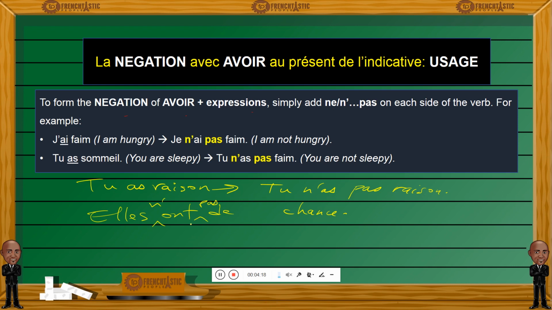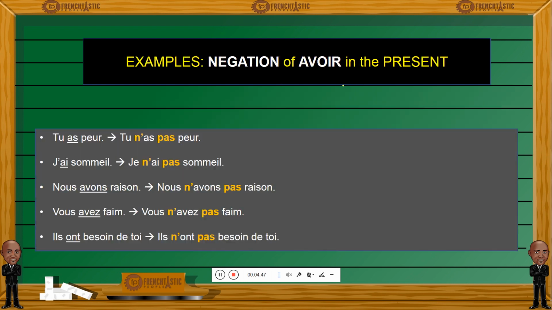And I have a lesson on the negation, which you can look up in our catalog. We have a way to learn how to negate sentences. Donc, elles n'ont pas de chance. They have no luck. They are not lucky. So that's pretty much it when it comes to la négation avec avoir, the negation with the verb avoir in the present. Now we will have a few more examples.